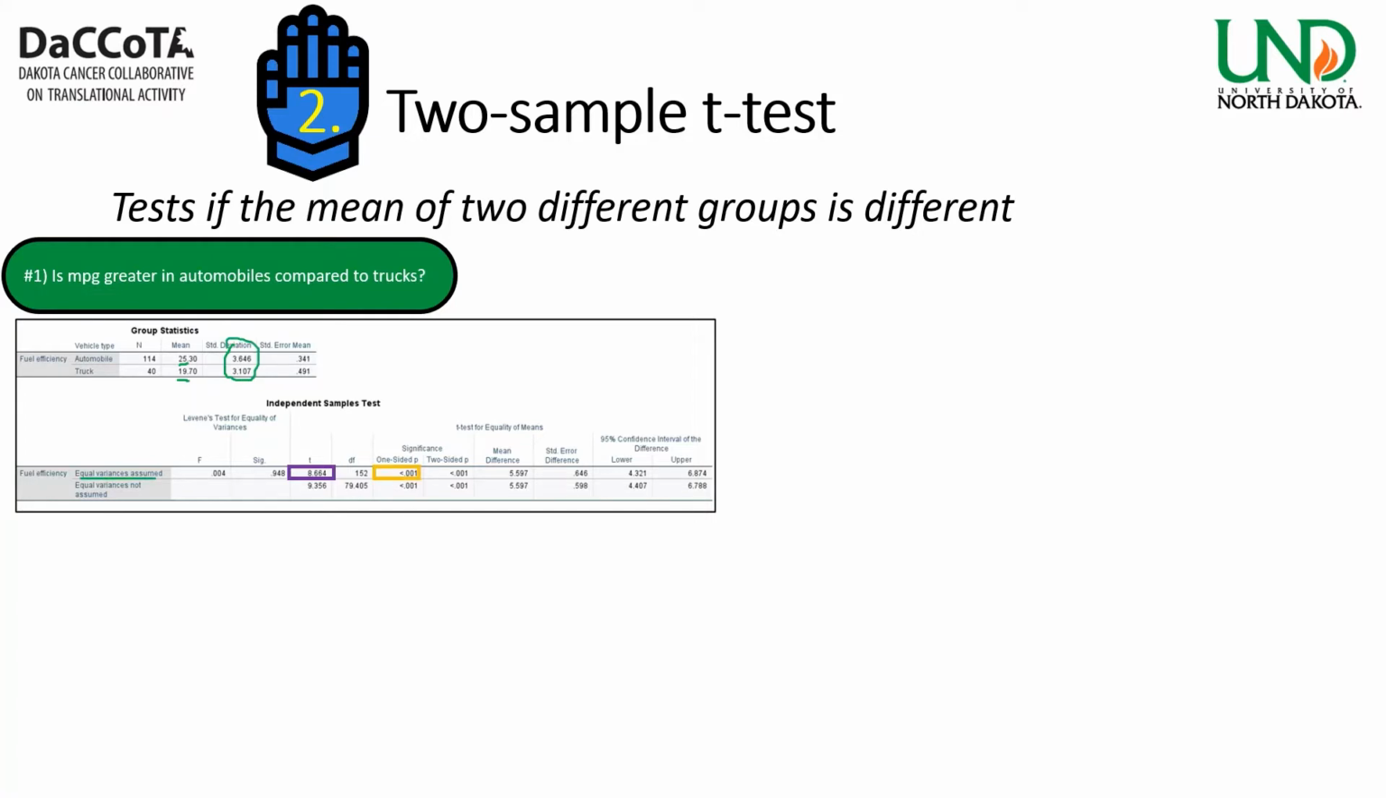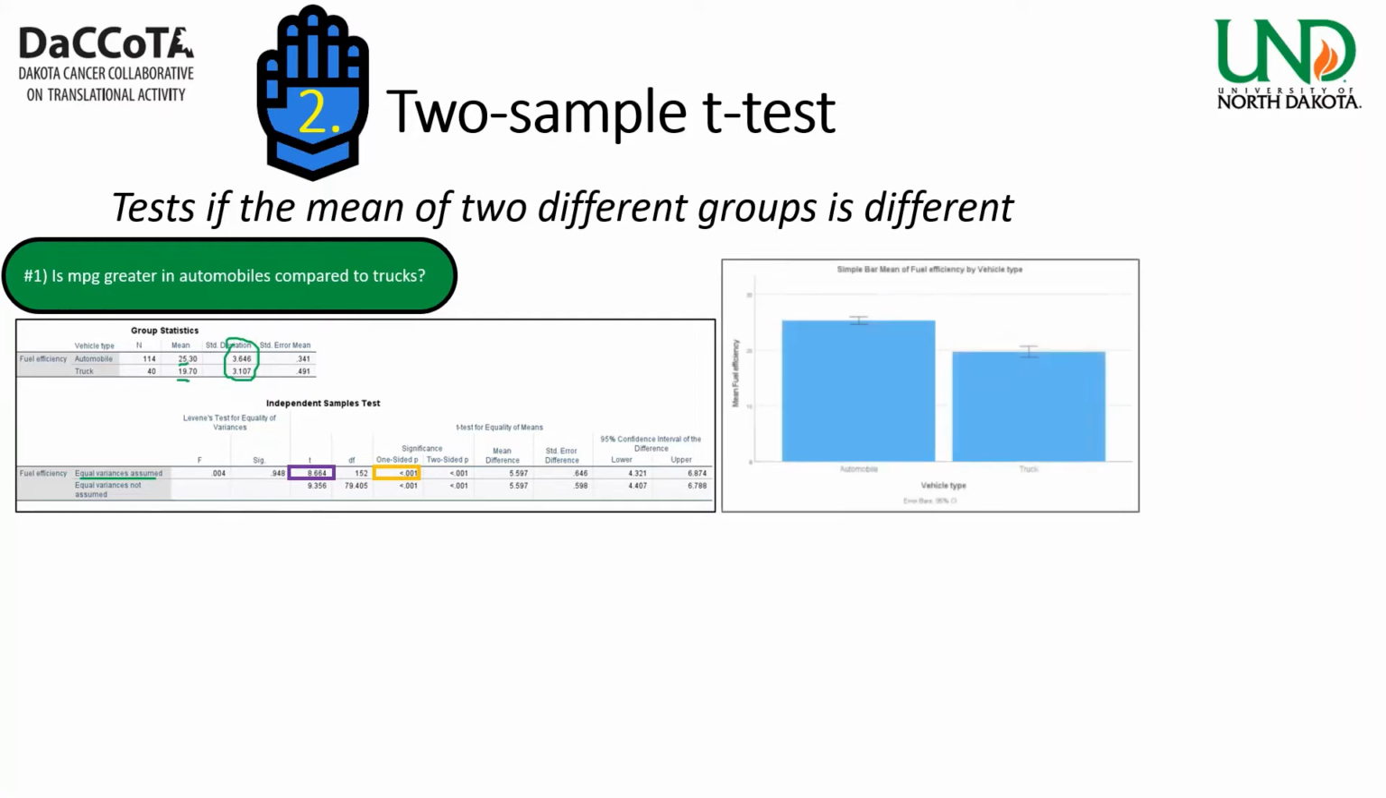High t-value, significant p-value. So yes, MPG was significantly higher in automobiles. We see MPG here compared to trucks.